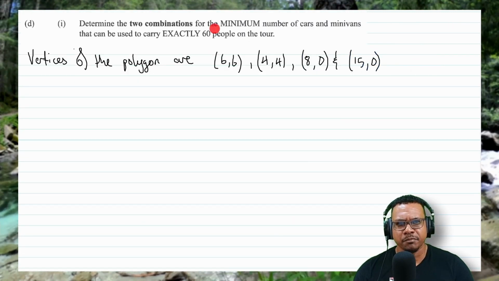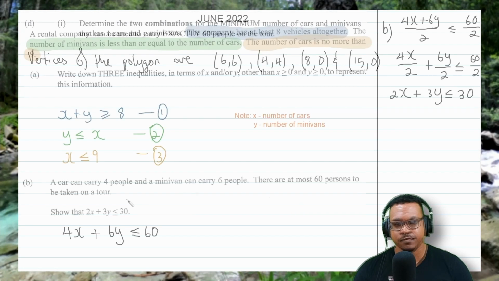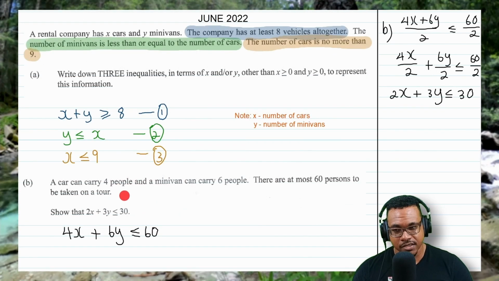Now, because I want the minimum number of cars and minivans that can carry exactly 60 people on tour, we need to go back to the inequality that deals with the amount of people that we can carry on tour. Now, if we go back to part B, this question deals with how many people the cars plus the minivans can carry. Now, of course, the amount of people that the cars and minivans can carry must be less than or equal to 60. So this inequality here, this 2x plus 3y is less than or equal to 30, deals with the amount of people that can be taken on tour.